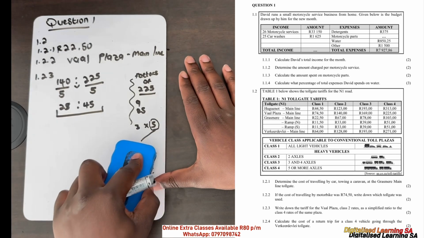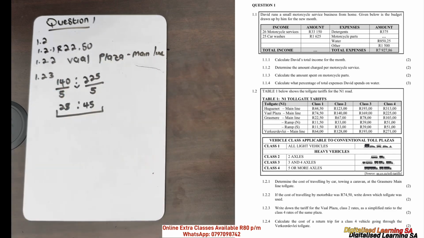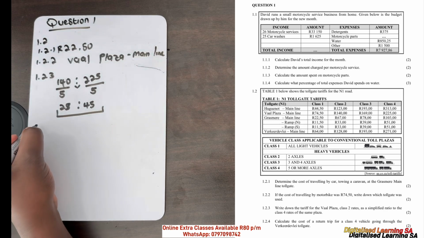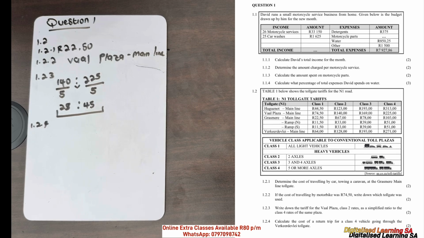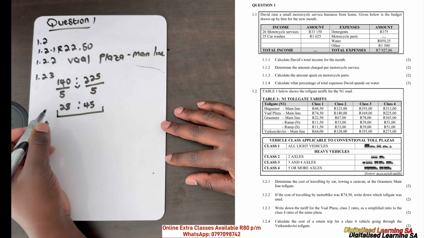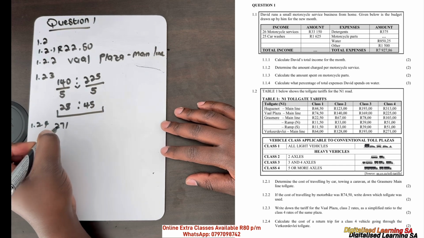Okay, so now let's move to our next question, which is question 1.2.4. Question 1.2.4 says calculate the cost of a return trip for a class 4 vehicle going through the Verkeerdevlei toll gate. So the last toll gate is Verkeerdevlei toll gate. So we can see that it costs 271 for class 4.